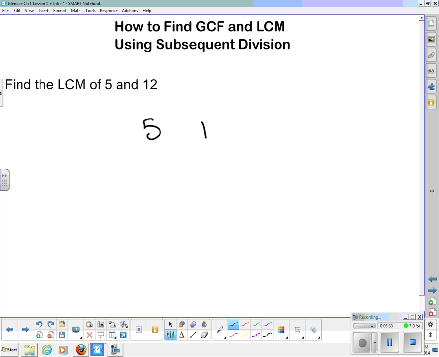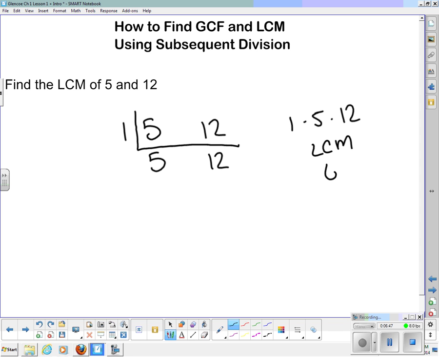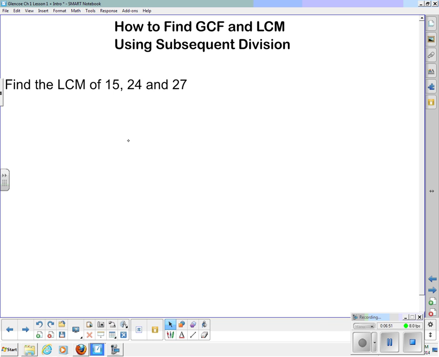Next one, 5 and 12. Again, a little bit unique. 5 and 12 don't really share many common factors except for 1. So I'm going to end up doing what? Multiplying 1 times 5 times 12, which the LCM must be 60. Excellent. Okay, what happens when you have 3 numbers? You think it works? Let's see.